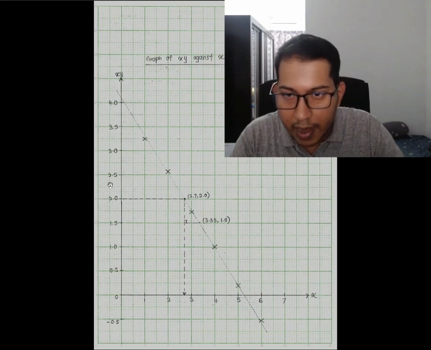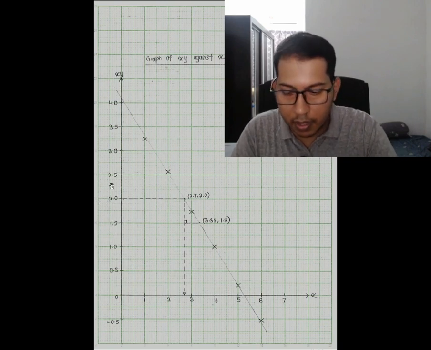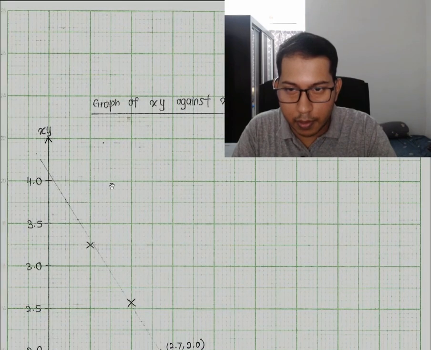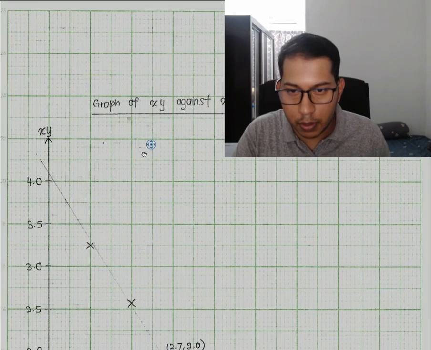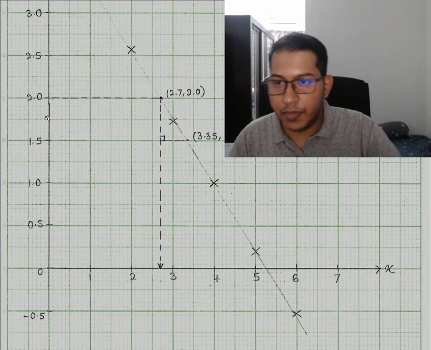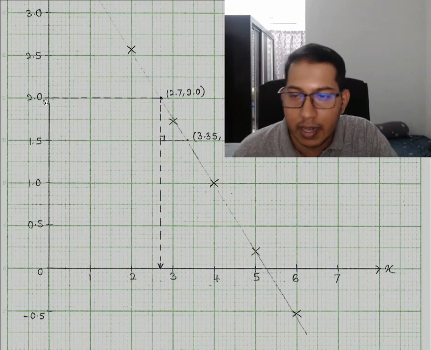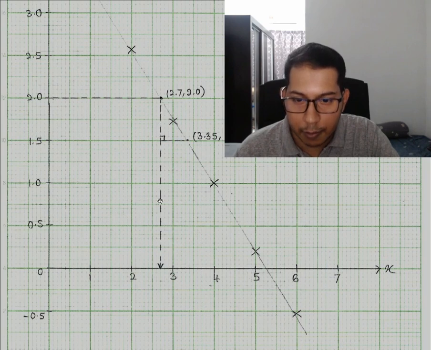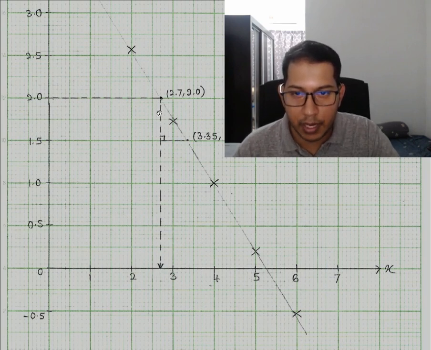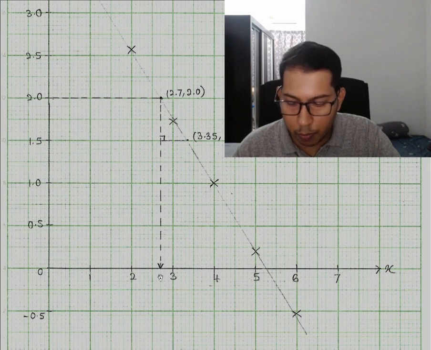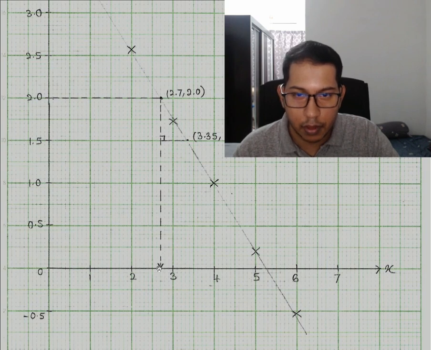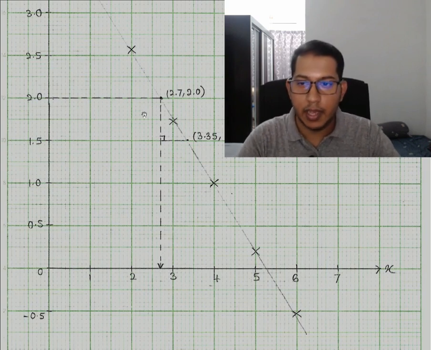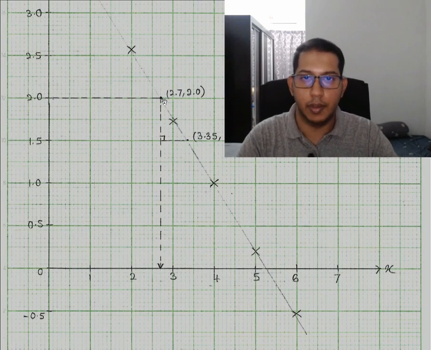Okay, so this is where xy equals 2.0. Let me zoom in. So this is xy equals 2. What I did is extrapolate until it intersects the graph, and then I pull down over here. When I pull it down, it's actually intersecting at 2.7. So this is the place of intersection. When your xy equals 2, from here you get your x equals 2.7.